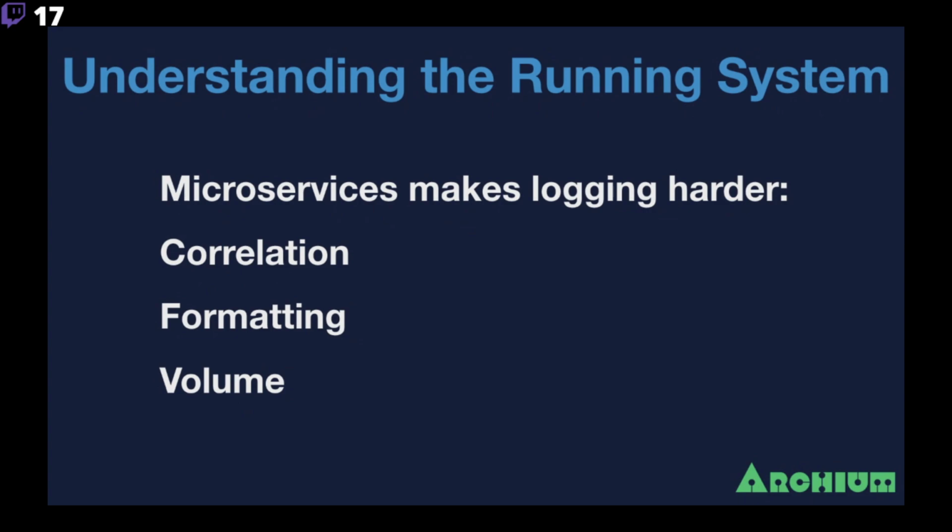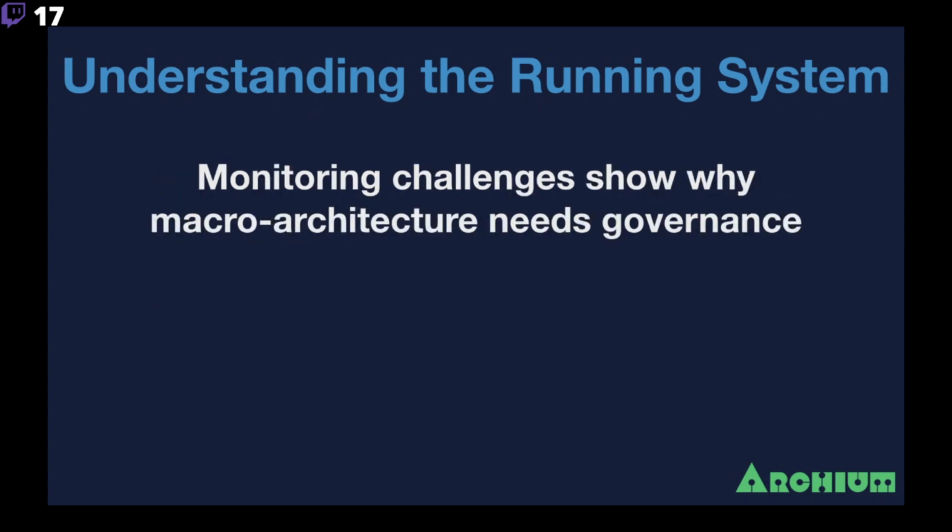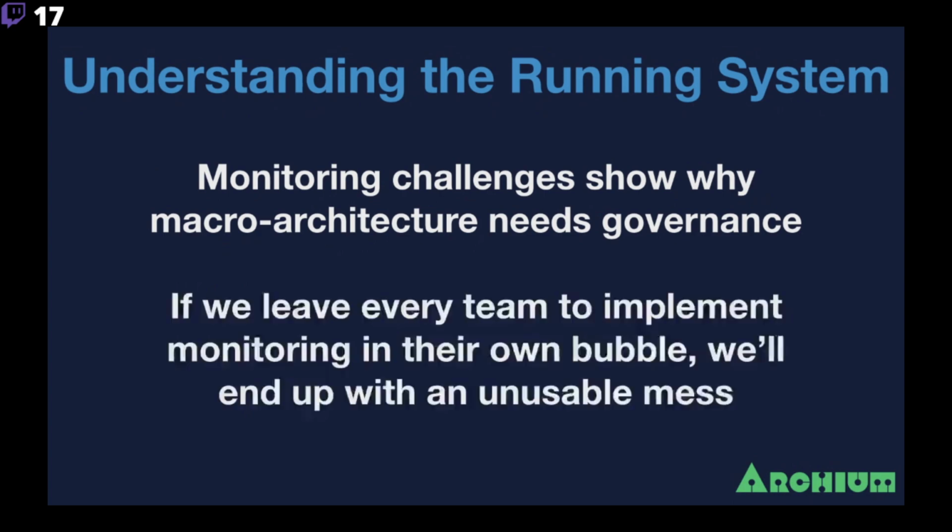Some of these monitoring challenges show why macro architecture is a really good way to add governance. Bit of a big business word, governance, but even if you're a small business doing microservices, you're going to want to put some governance in place. You've got to think, if we leave every team to implement monitoring in their own bubble, what we're going to end up with is a really unusable mess. If one team does tracing this way and another team does tracing another way, that's not tracing. That's just some logs, basically, that aren't connected, and we don't get a trace.